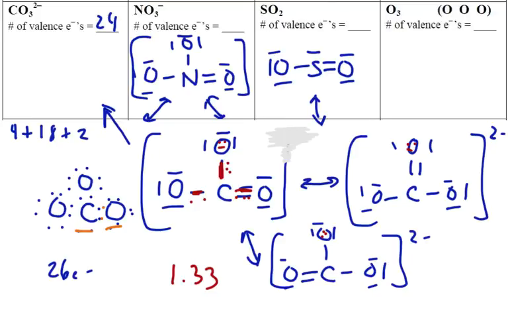Okay, the last one here, O3, is exactly the same as SO2, because again, here we have 6 plus 6 plus 6. I have 18 electrons. Same thing here, because sulfur and oxygen are in the same family. So when I get done, I'm going to have two different structures, one with a double bond to one side, single bond to the other. And to show the complete structure, I would have to show two resonance structures.